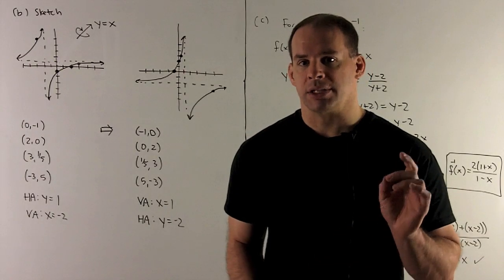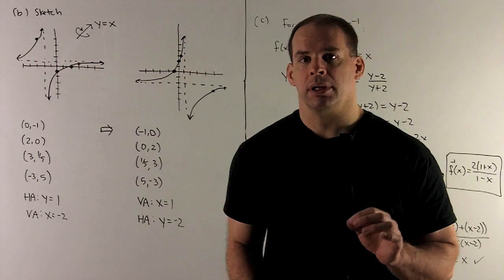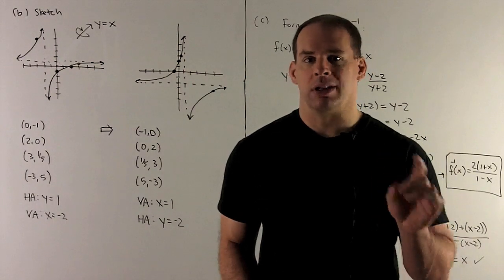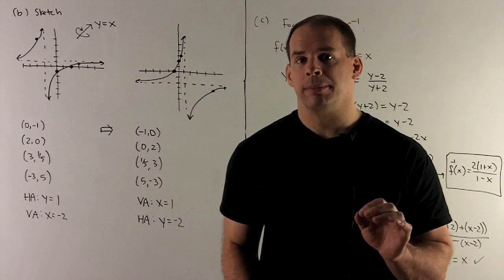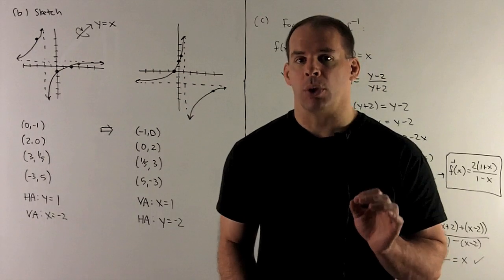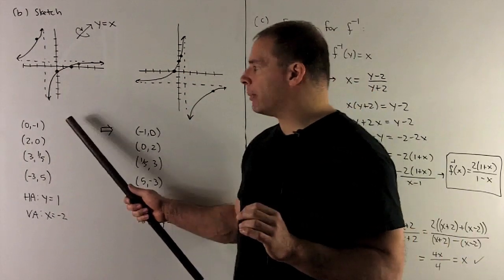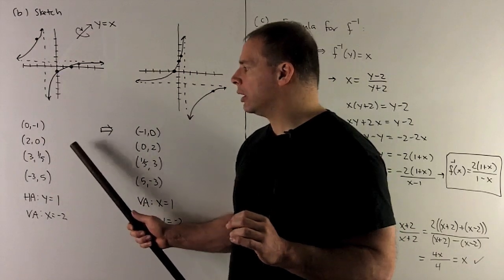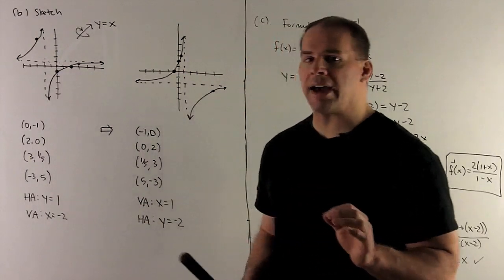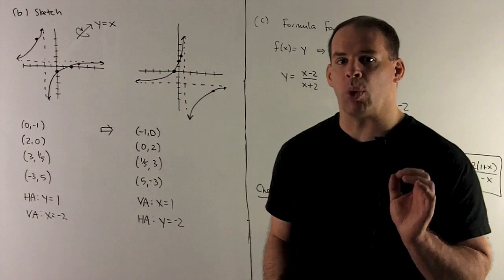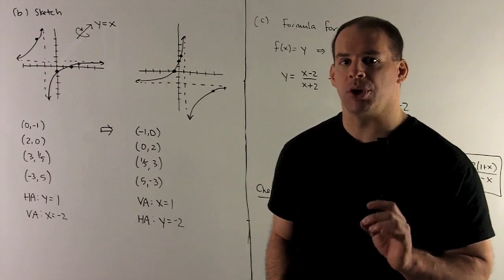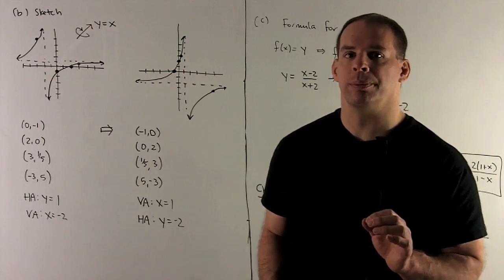Next step, let's find the graph of f inverse. Now, on my previous board, we collected some data about the graph of f. We can use that here. So we have 4 points, 2 asymptotes. Our points are (0, -1), (2, 0), (3, 1/5), (-3, 5). Horizontal asymptote is going to be y = 1. Vertical asymptote at x equals -2.